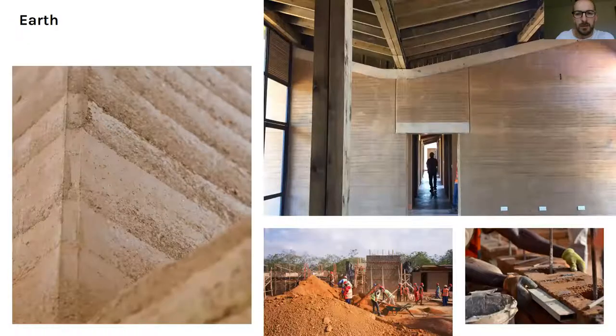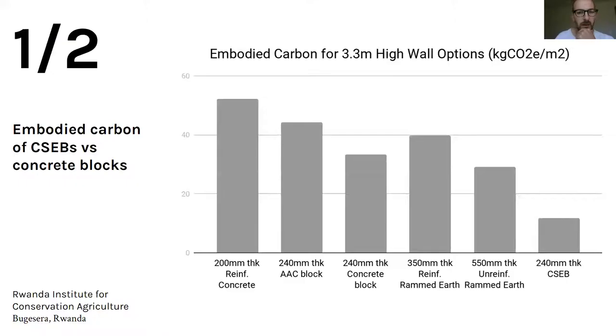So the final material I'll just talk about is the earth construction. The majority of the walls on the project are made from compressed earth blocks with some feature rammed earth walls. And embodied carbon was a huge driver here, considering that the walls make up 25% of all of the materials on the project. And so CSEBs, compressed stabilized earth blocks, come out at about half that compared to concrete block walls. Interestingly, rammed earth is not necessarily doing so well on the embodied carbon front, just because of the large size you need for structural purposes.